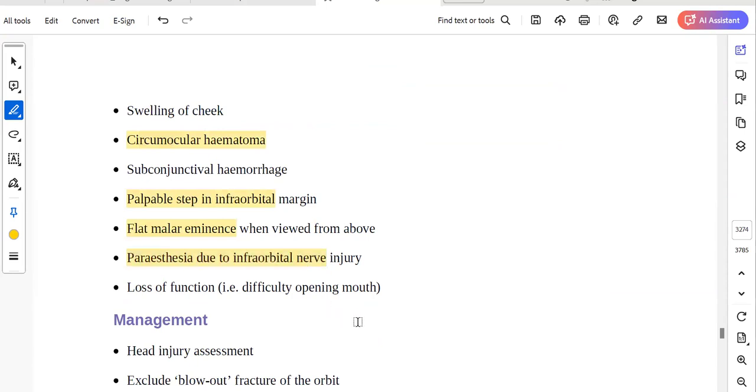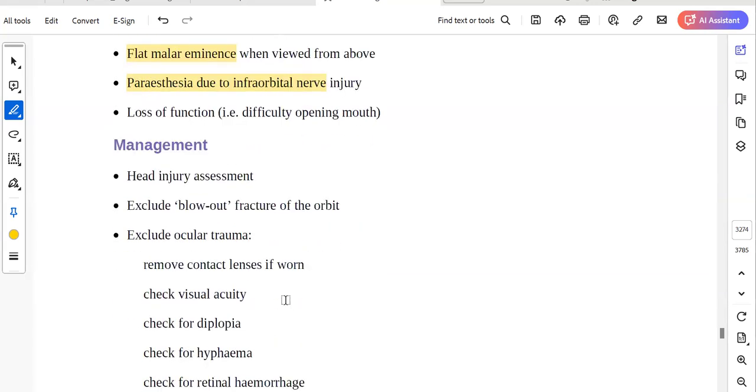So just along the malar bone, the infraorbital nerve passes through, and if the malar fracture injured the infraorbital nerve, then the patient can get paresthesia or loss of sensation on that side of the face. The question that comes in the exam, they ask what is the most common symptom or what is the most important symptom in a malar fracture patient. So the most important or most common one is this paresthesia due to infraorbital nerve injury.